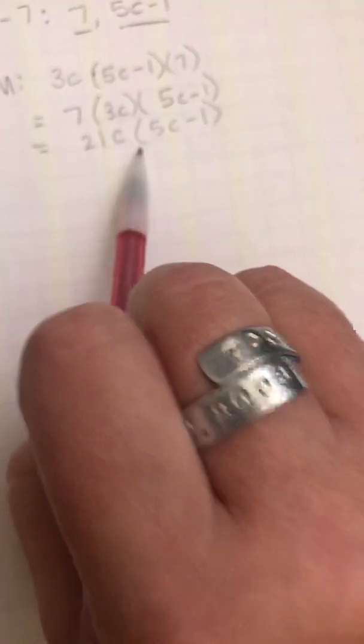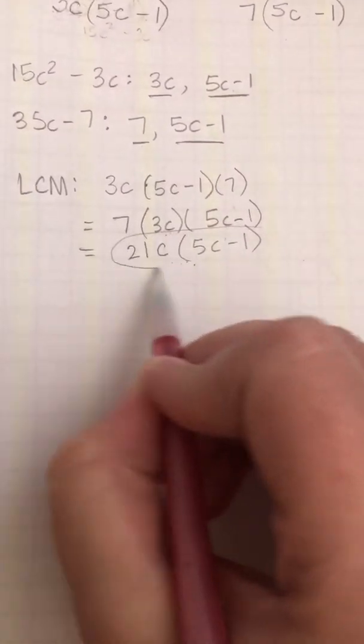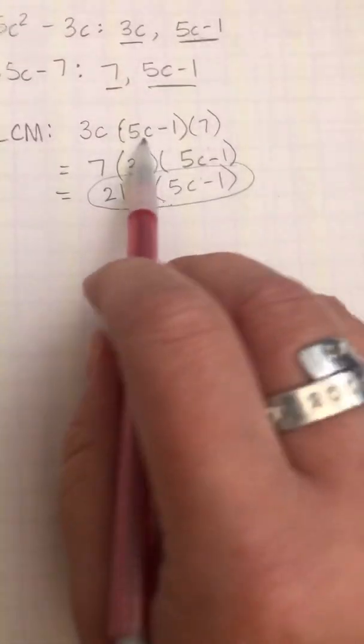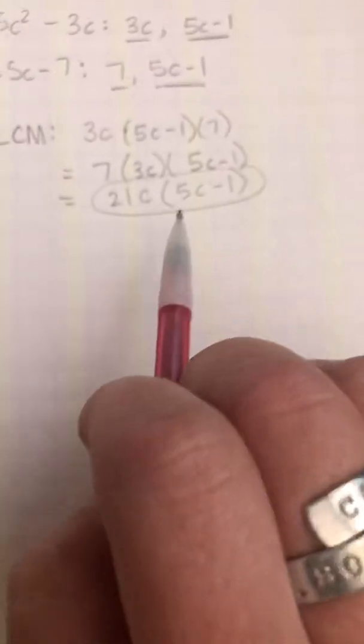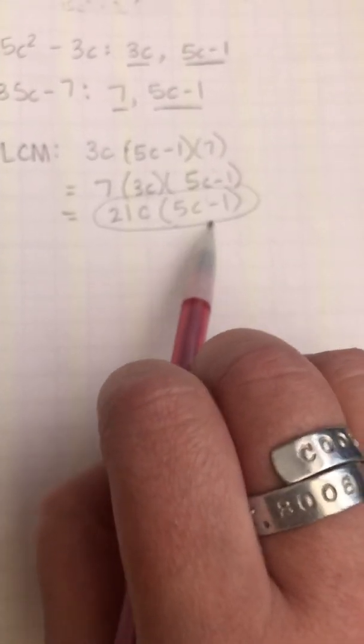Okay? This is how you want to leave it. Because least common multiples have the factors written this way. Don't multiply it again, okay? Only multiply it if you have two numbers here. Your answer is 21c times the quantity of 5c minus 1.